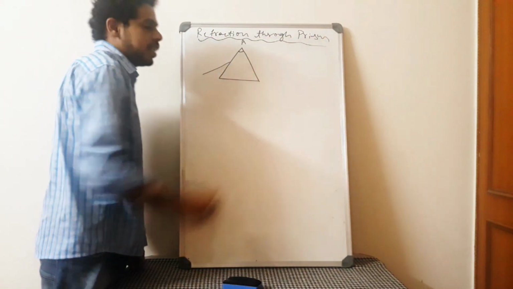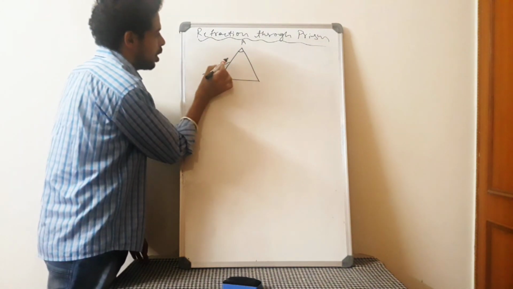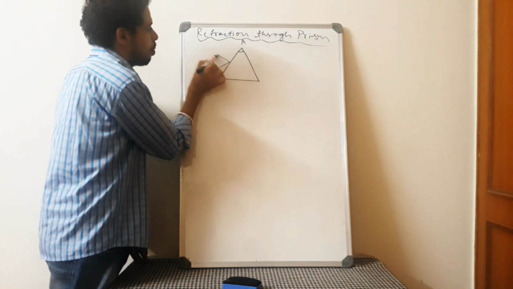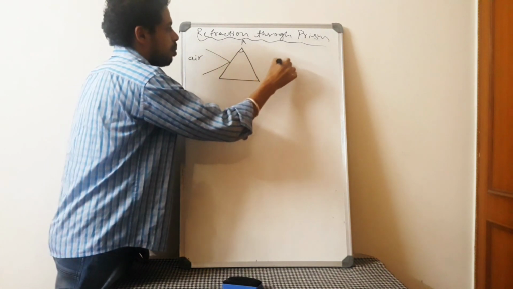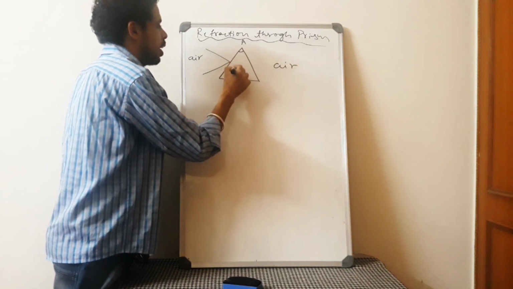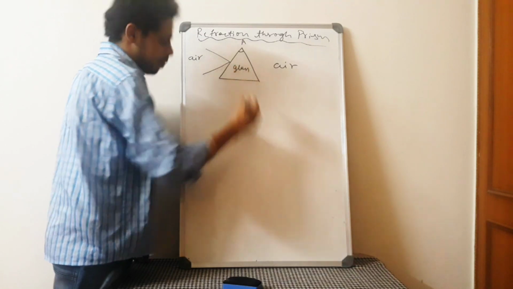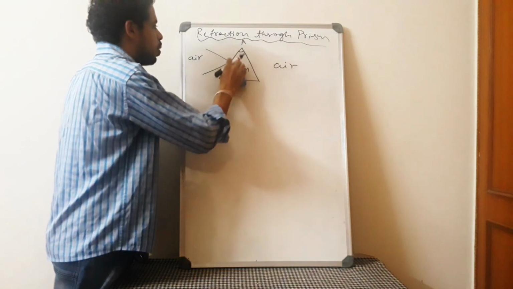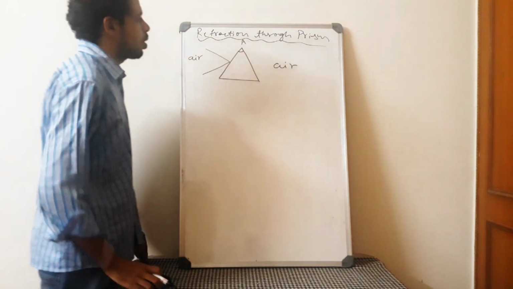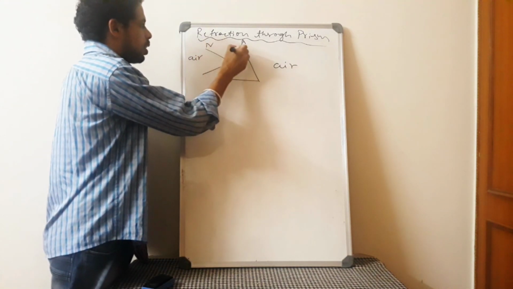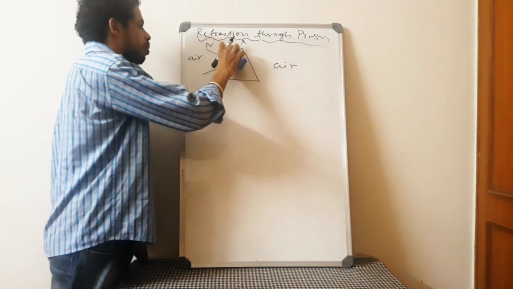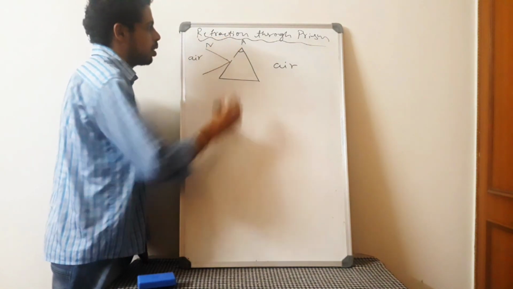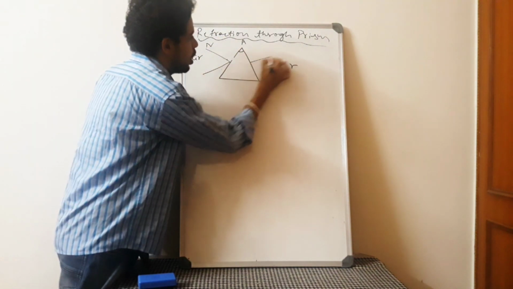Whenever a light ray is incident like this, you can see there will be a normal. This is air medium, and this is also air medium, but the prism, let us say, is a glass prism. This is the normal to this surface, so the angle is 90 degrees here. That is the understanding by saying it is normal. Similarly here also we have a normal.